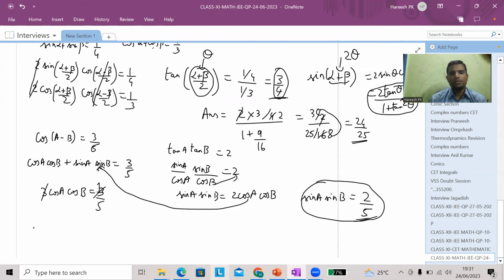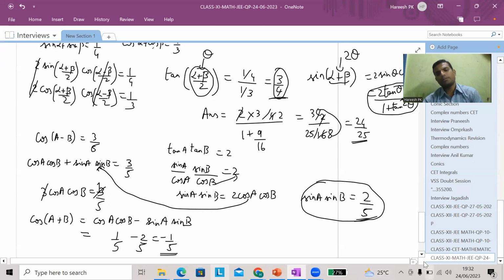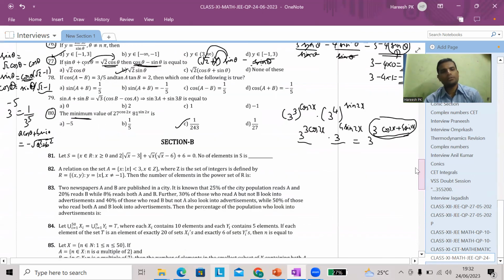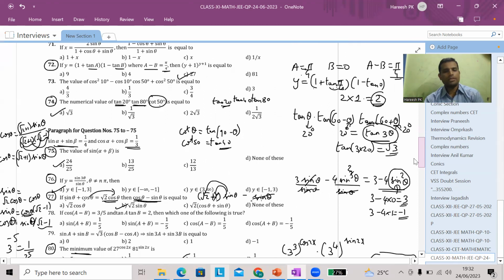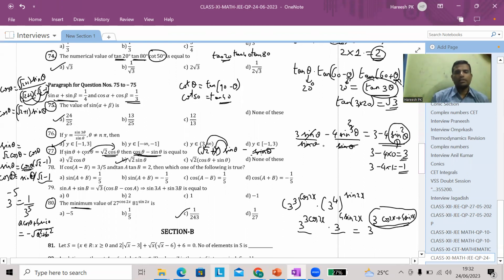So now, what is cos of a plus b? Cos of a plus b is cos a cos b minus sin a sin b. This is 1 by 5 minus 2 by 5. We'll get minus 1 by 5. So cos of a plus b is minus 1 by 5. Let's see if that is an option. Cos of a plus b is minus 1 by 5. Yes, that is correct. So that is option D.